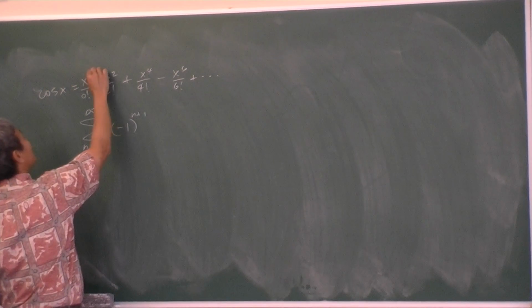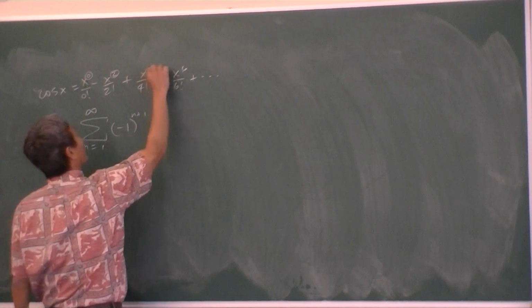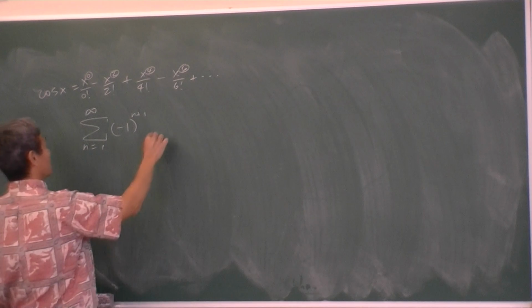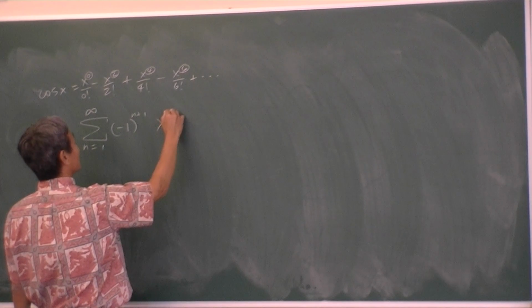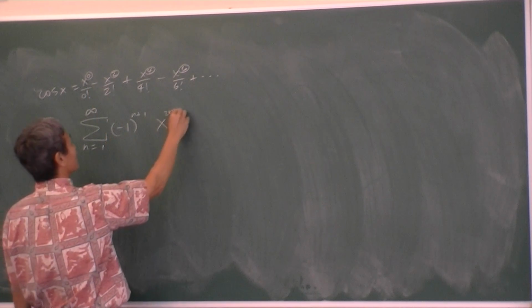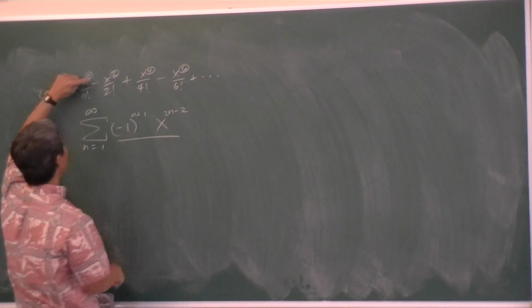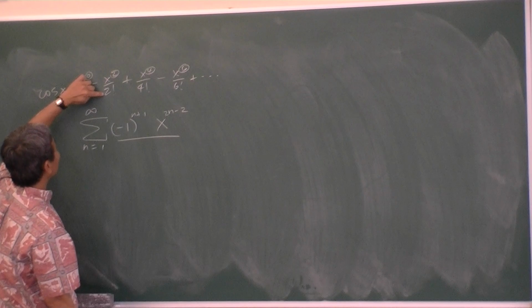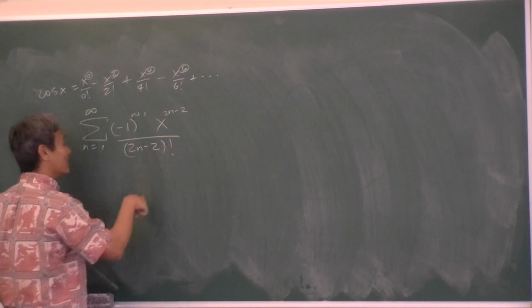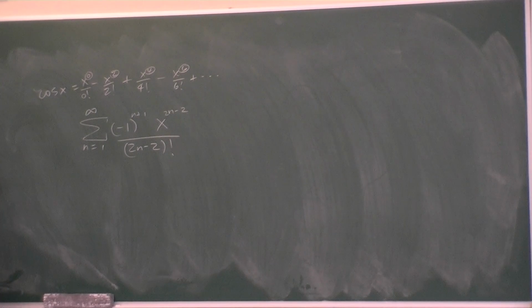Okay, how do you generate the numbers 0, 2, 4, 6? Hey, that's arithmetic. Common difference 2. So x to the 2n and then adjust. If I plug in 1, you want to get 0, so minus 2. And then, hey, Mr. Park, the power and the number in the denominator are the same. So 2n minus 2 factorial. And that's how you write it using sigma notation.